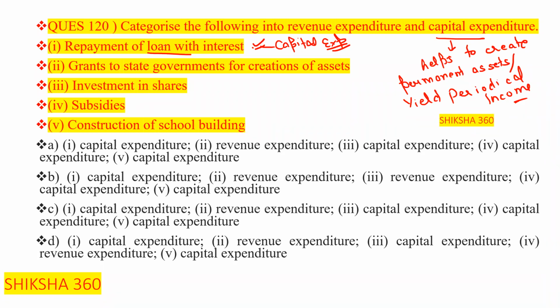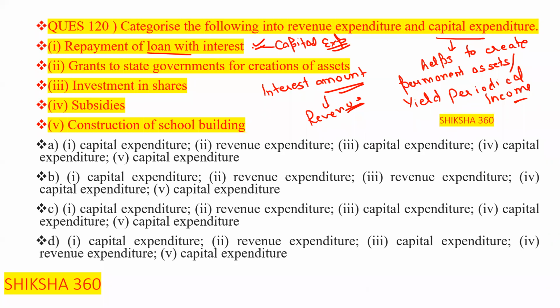But sometimes they are asking only about interest. If they are saying that it is the interest amount, then the interest amount is a revenue expenditure, because interest neither creates any asset nor reduces any liability. If they just mention the interest amount, it is considered under revenue expenditure, because it does not create any asset or reduce any liability.